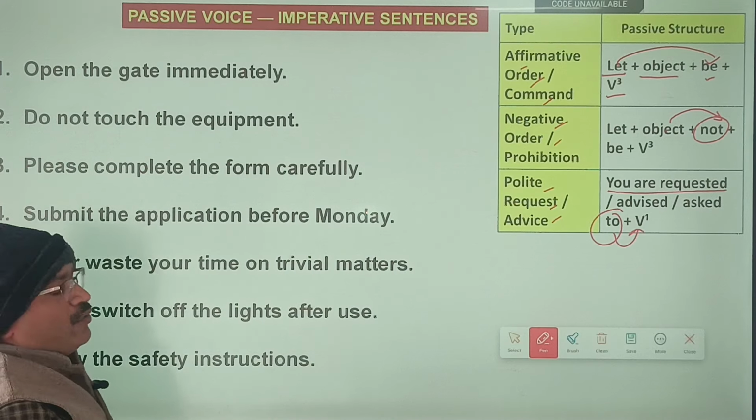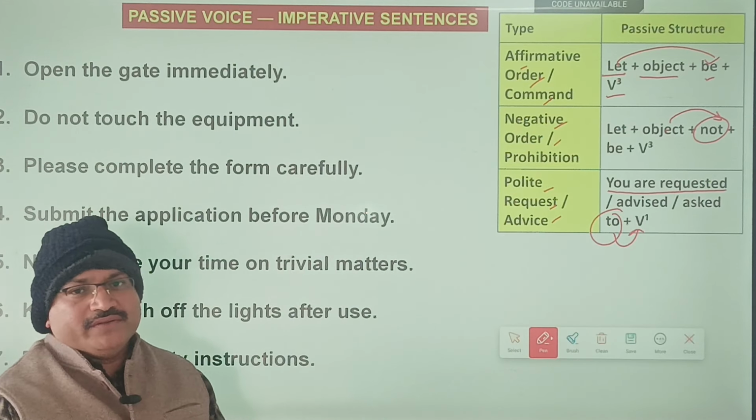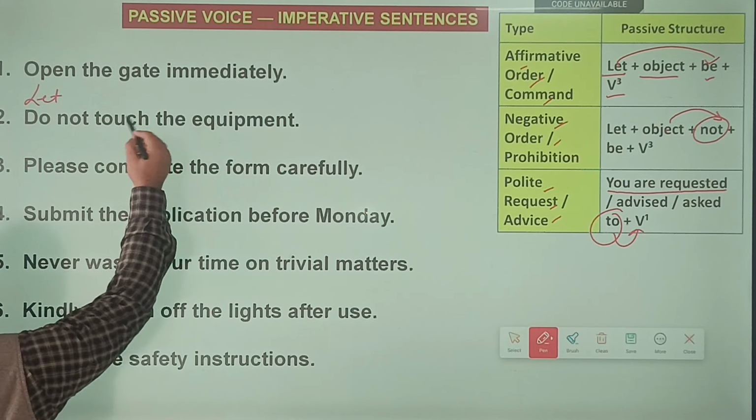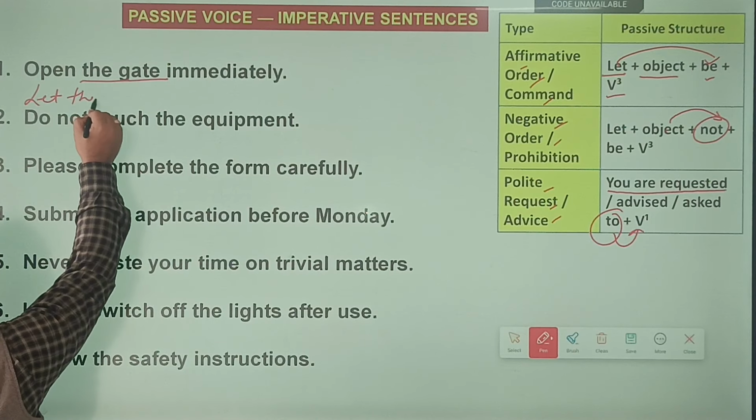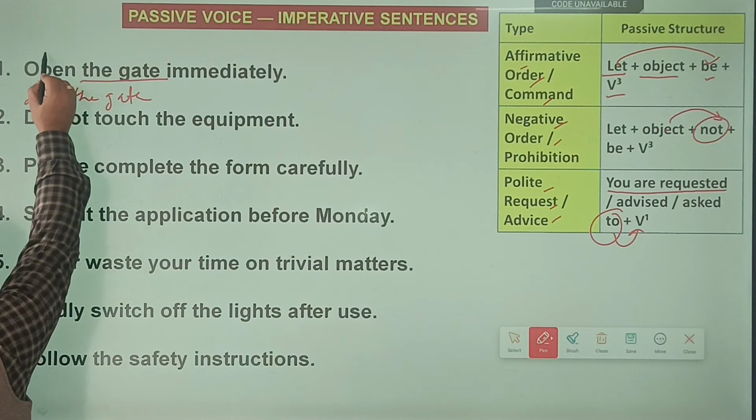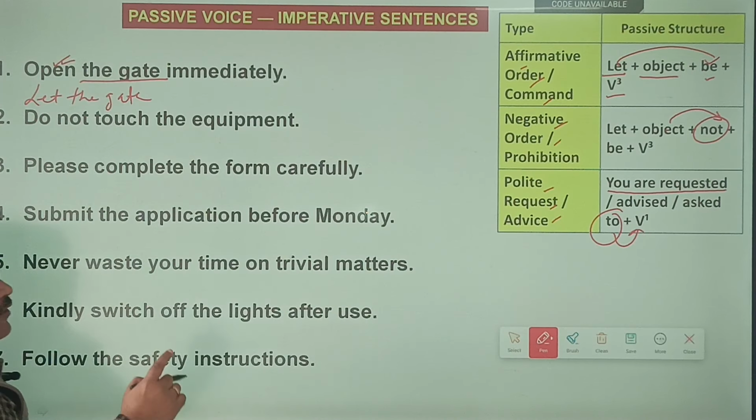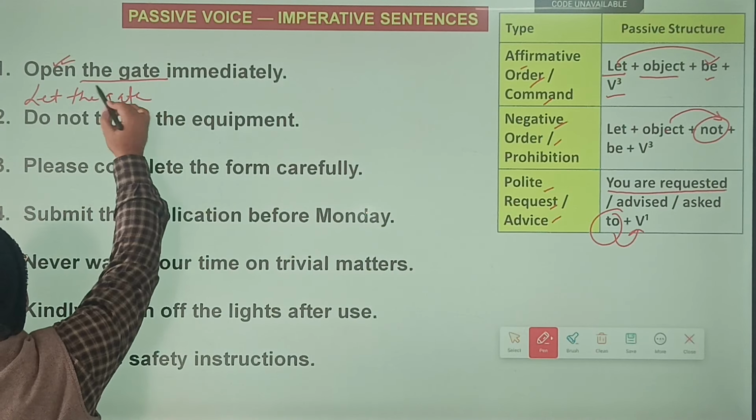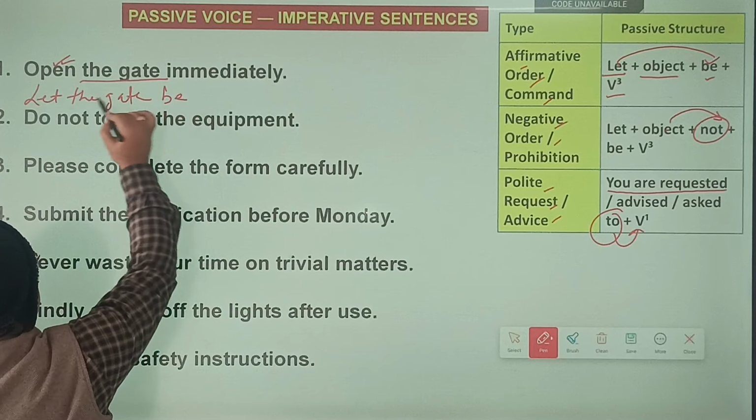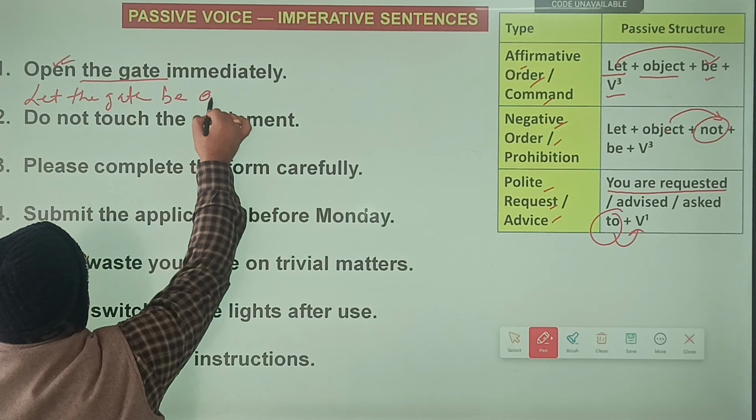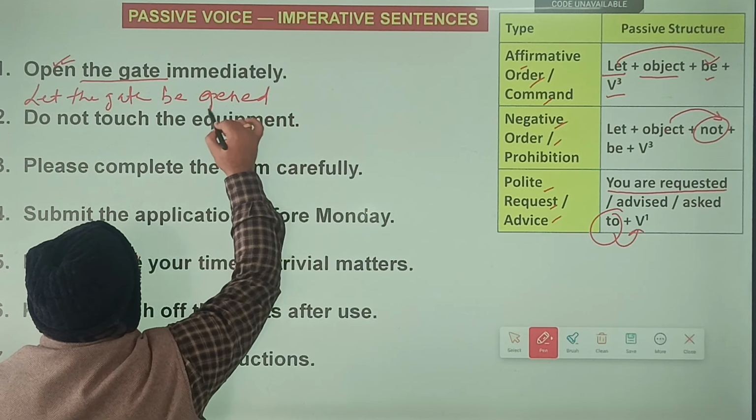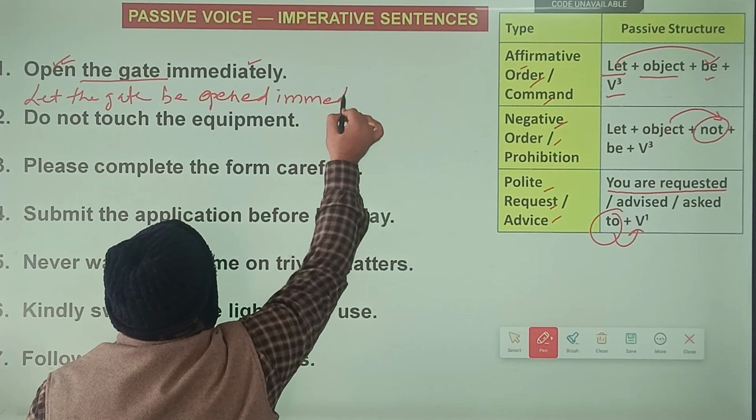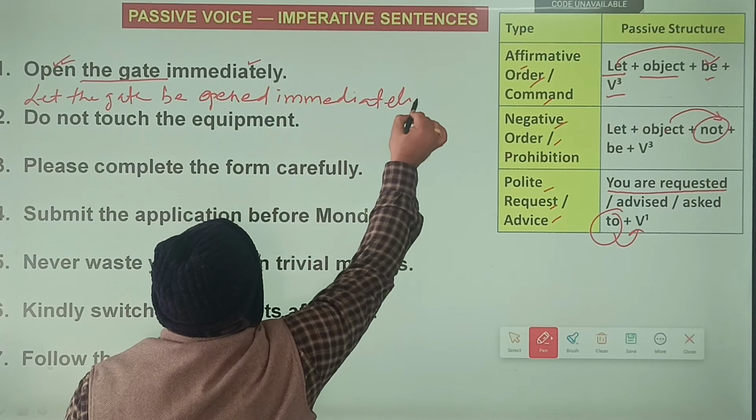Open the gate immediately. What is it? It is a simple order, a simple command. Let us start with let. Then what is the object here? Let the gate. Now, the main verb is always in V3, third form, past participle. Let the gate be opened. Yes or no? Let the gate be opened immediately.